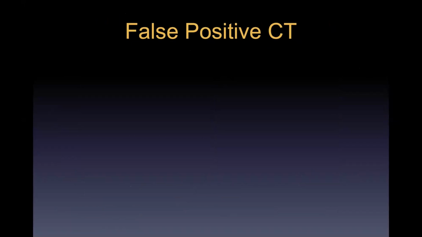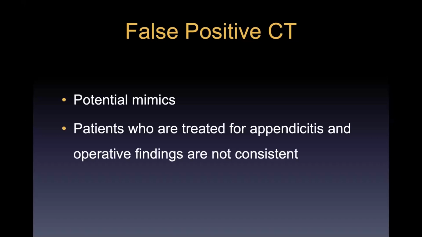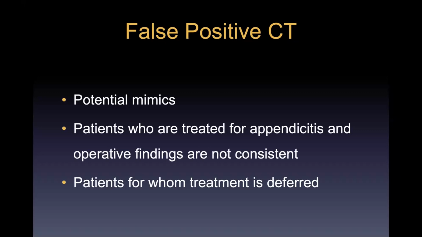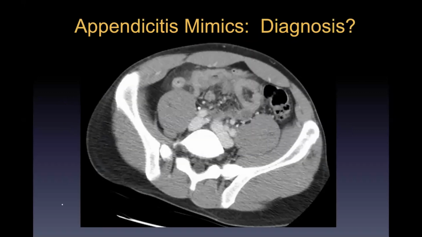And then lastly, I want to talk a little bit about false positive CT. There's a couple possible scenarios here. One is there are some mimics, other things that can look like appendicitis. There are also some patients who are treated for appendicitis. We call it, they go off to the OR, and it's not appendicitis. Those are presumably just our overcalls. And then there's an interesting category of patients where treatment is deferred. We call appendicitis at CT, the surgeons disagree, and they do not have surgery. What happens in those cases?